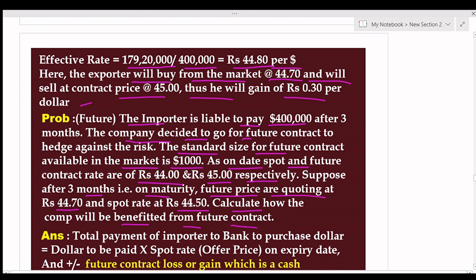Here you see the spot rate is 44 and the spot rate on expiry date is 44.50, that is increased by 0.50. Here the importer suffers loss of rupees 0.50 per dollar, and in the case of future contract, the spot future price is 45 and the expiry date future price is 44.70. Here the importer suffered a loss of 0.30 per dollar.